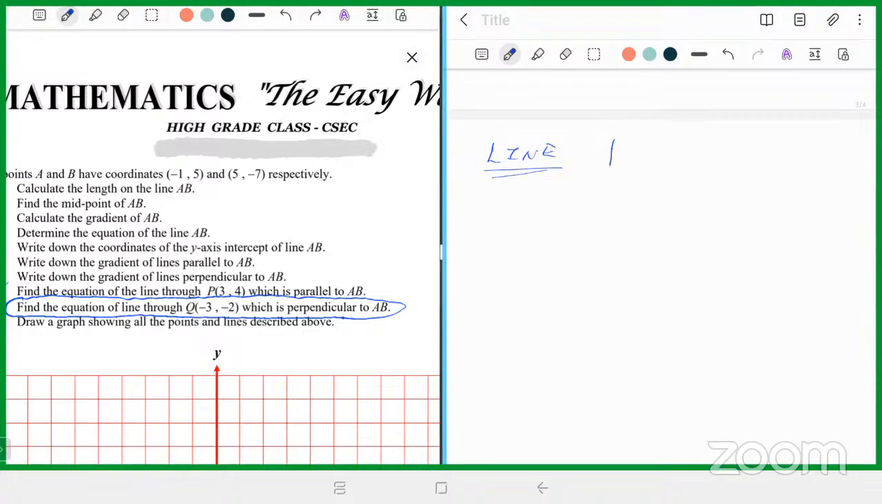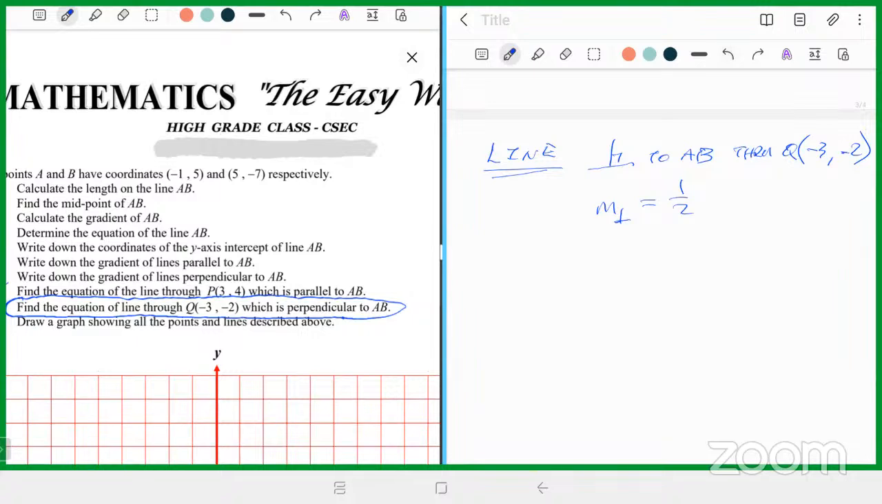now is perpendicular to AB, perpendicular to the line AB. But it passes through the point Q, which is -3, -2. So we have the point already. What we need is the gradient. So we're going to be using the perpendicular gradient, which you know is a half this time. So we're using this gradient and this point to get the equation. We have the 2 things that we need.